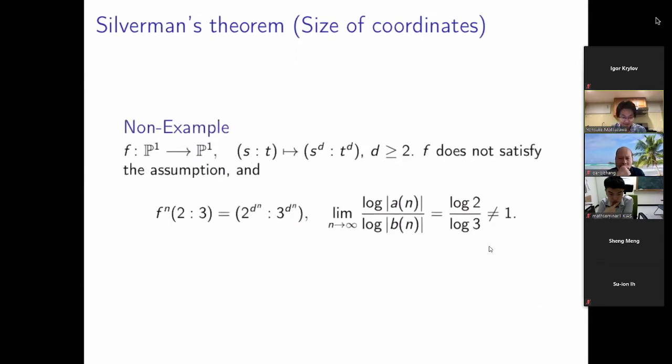Let's look at some examples. Actually, this is a non-example. The assumption on f^2 is actually necessary. Let's consider this power map on P^1, and consider the orbit of 2 and 3. We can calculate the orbit in this form, and the ratio in the statement goes to log 2 divided by log 3, which is not equal to 1, of course. So this is a non-example.